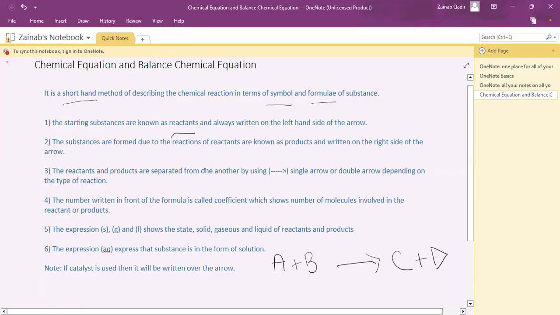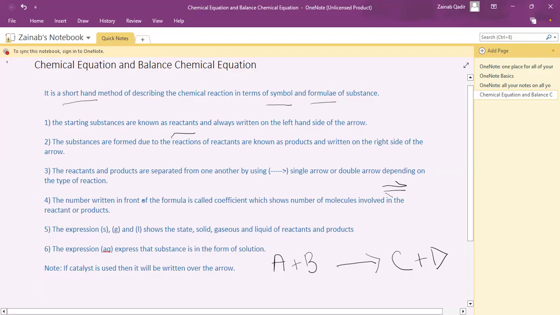The reactants and products are separated from one another by using a single arrow, or sometimes we use a double arrow like this. It depends upon the reaction. When the reaction is reversible, we write this type of arrow. If the reaction does not convert product into reactant or reactant into product until equilibrium is achieved, then we write a single arrow.